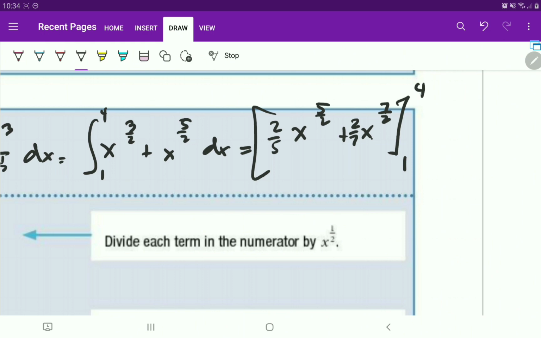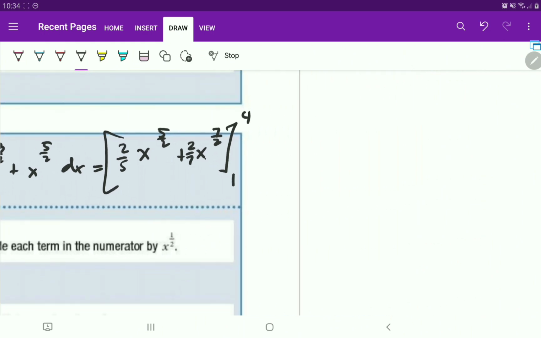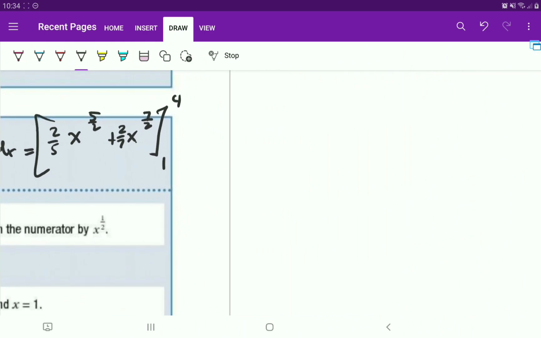And then what you're going to do is just plug in first the value of the 4 here. I'm going to take it step by step because this one is a little bit confusing. Okay? So again, first let us simplify that x raised to the 5 over 2 if x equals 4. So that's going to be 4 raised to 5 over 2.